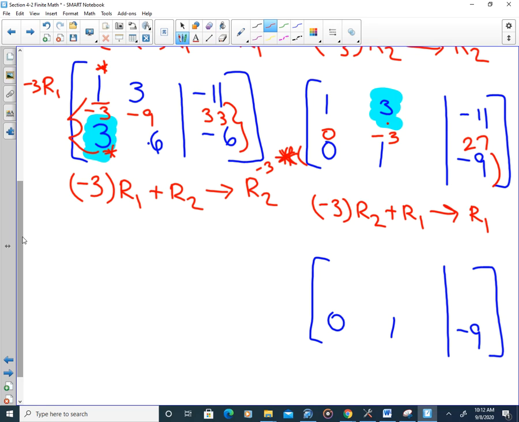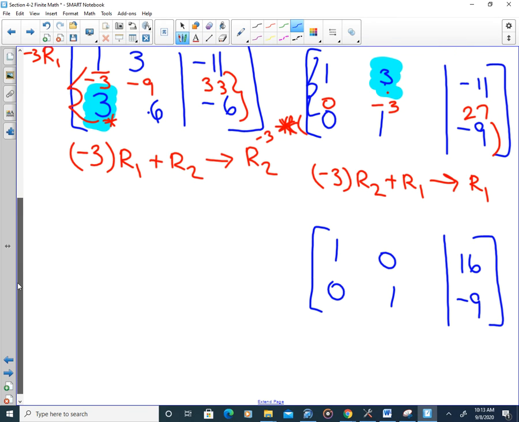Okay, so let's add these together. Adding these two rows right here. 1 plus 0, 1. 3 plus negative 3, 0. Negative 11 plus 27 is 16.